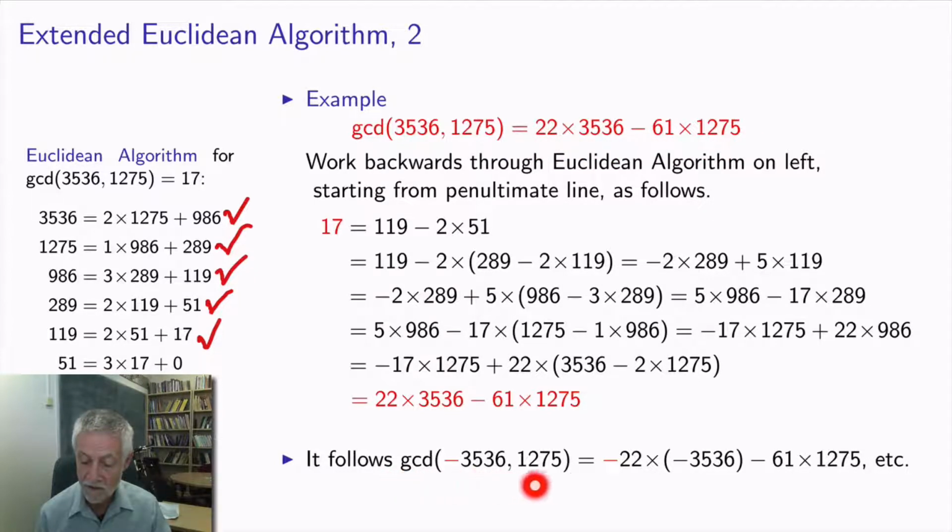So the 17, which is the greatest common divisor there, we're going to write this, instead of 22 times 3536, as minus 22 times minus 3536. And then 1275 is the same as up here. So there we are. If we change the sign to minus 3536, then we just change the multiple to minus, in this case, 22. So it's clear that in general we can find the multiples s and t even in case the numbers here are no longer both positive.